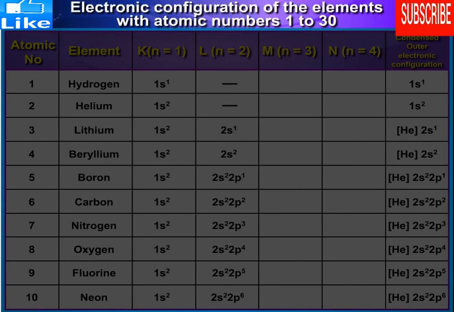Electronic configuration of elements. Observe the given table carefully. It mentions the electronic configuration of the elements with atomic numbers 1 to 30.